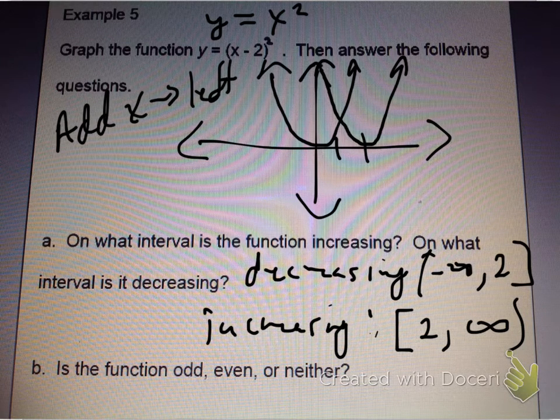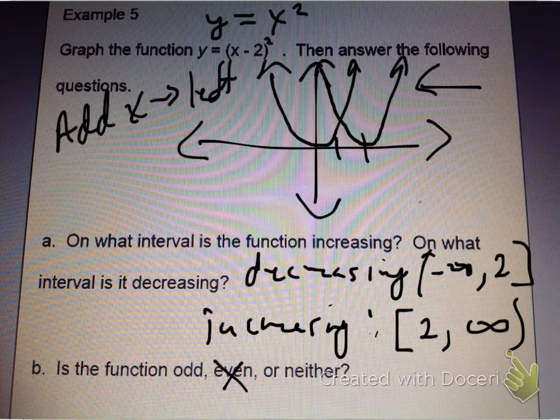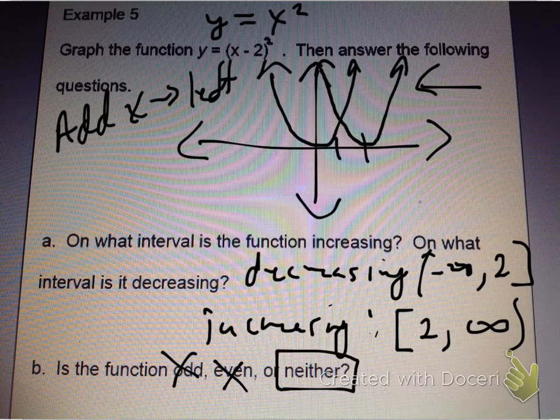In B it says, is the function odd, even, or neither? If the function is even, it is symmetric across the y-axis. This is not symmetric across the y-axis. Again, we're looking at y equals x minus 2 squared. Is the function odd? What we're asking ourselves is, is it symmetric to the origin? No. And so it's going to be neither.